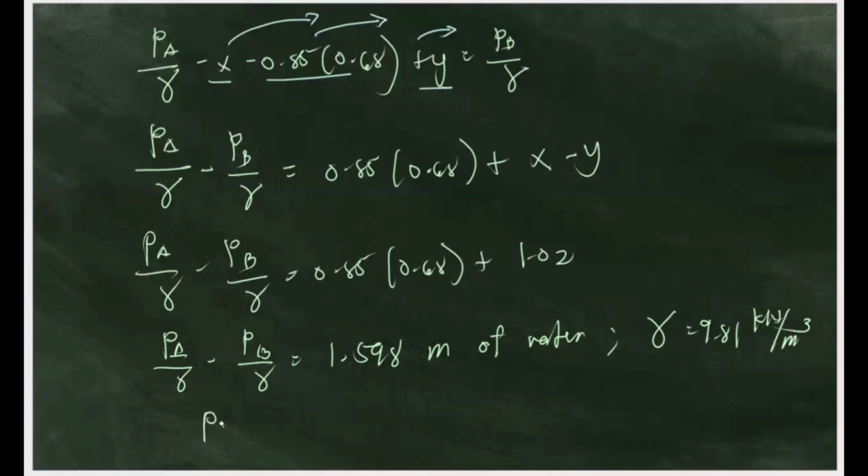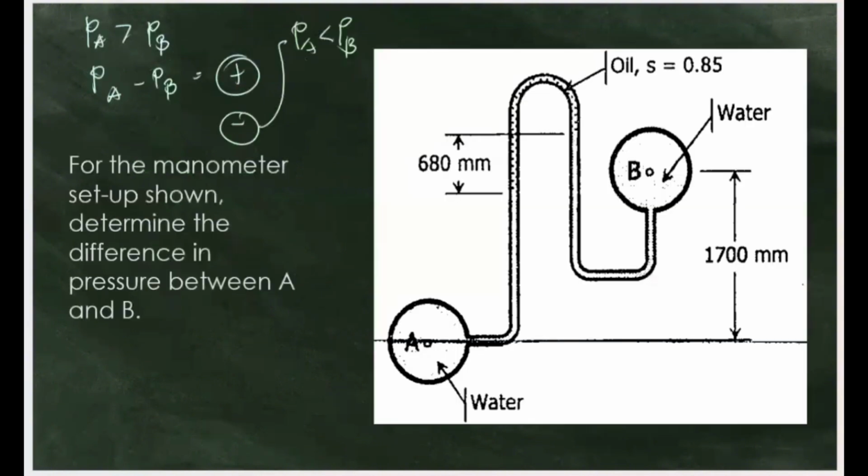So, P sub A minus P sub B will be equal to 15.67638 kilonewton per square meter or in kilopascal. Okay? So, yan yung answer natin sa ating problem, no, na pressure difference. So, ang sagot natin nakakuha tayo ng positive value. So, tama yung assumption natin sa una na P sub A is greater than P sub B. Okay? So, that's for our sample problem number 6.